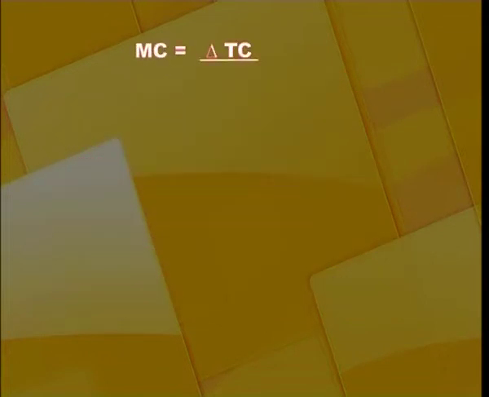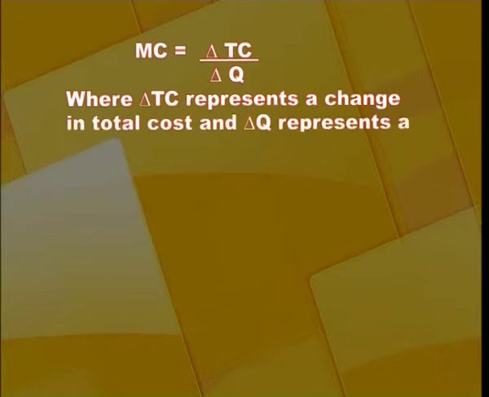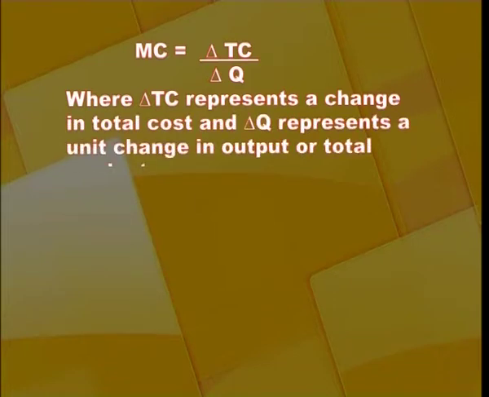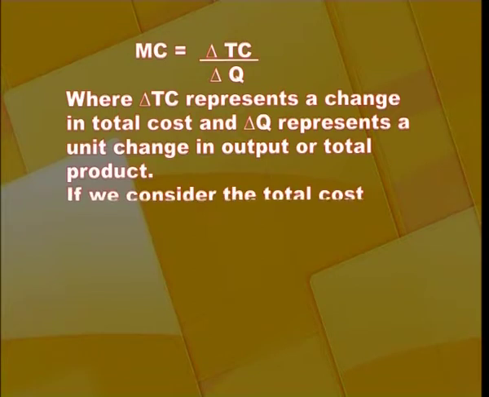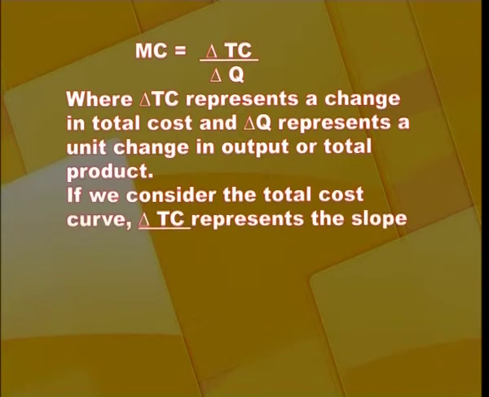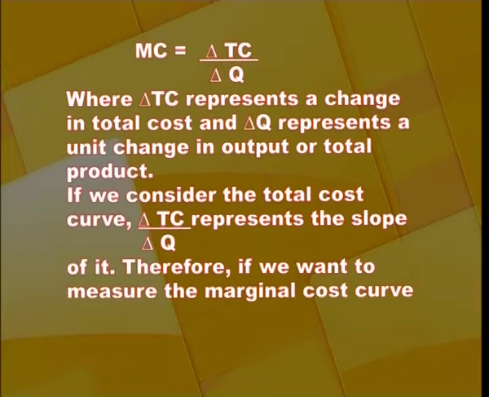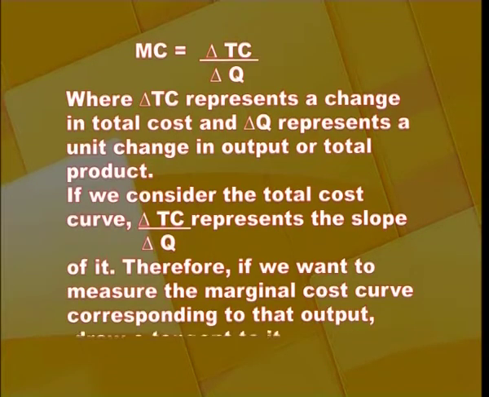Now, marginal cost MC is equal to delta TC by delta Q, where delta TC represents a change in total cost and delta Q represents a unit change in output or total product. If we consider the total cost curve, delta TC by delta Q represents the slope of it. Therefore, if you want to measure the marginal cost corresponding to that output, draw a tangent to it.